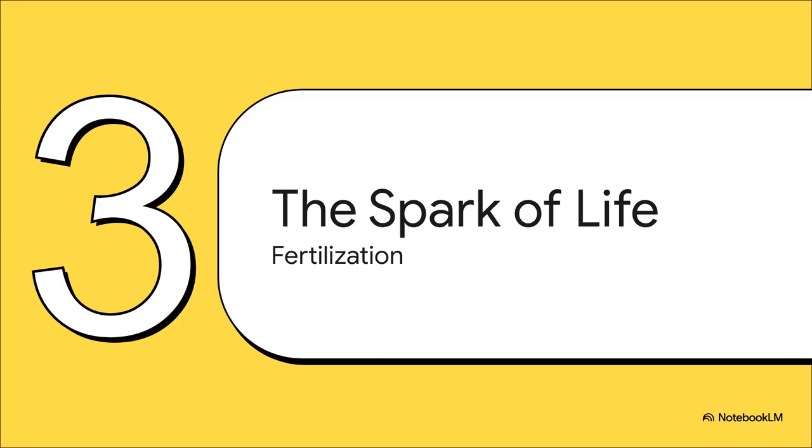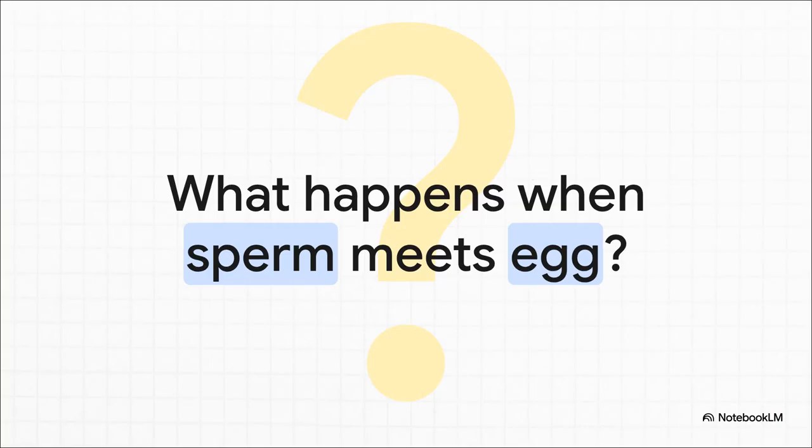So now we've got our two main characters, the fleet of tiny messengers and the one massive, fully prepared vessel. The stage is set for the climax of our story, the moment these two paths finally collide. This is the spark of life itself, fertilization. So what actually happens in that incredible moment? It is so much more than just a simple merger.